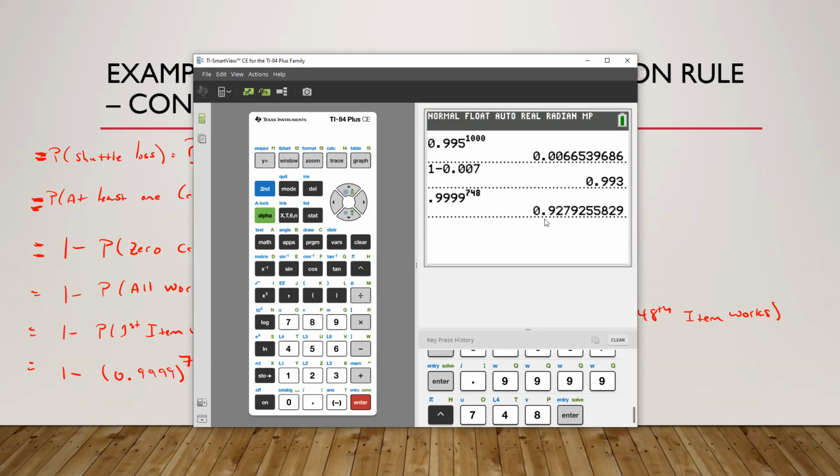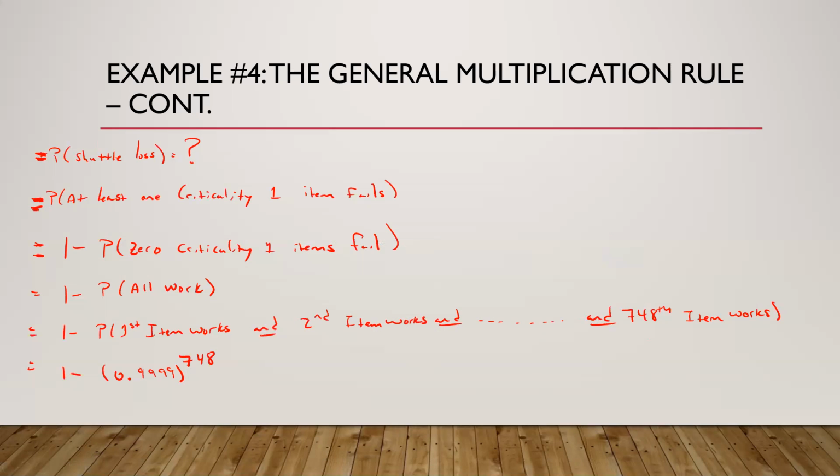So the probability I'll work is 0. I'm just going to round it to 2 decimal places to make the math easy. It's 0.93. So even before the shuttle took off, this is what we were saying: there was a 7% chance that they weren't going to make it home.